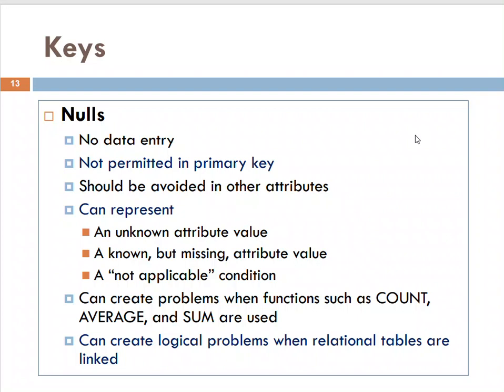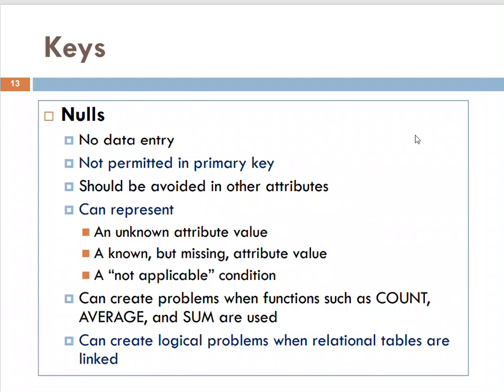So a known but missing attribute value, ataupun contoh email pelajar tu belum bagi lagi data tentang email dia, so the data is missing, so also can be represented by null. Okay, a not applicable condition, okay, also can use null. Okay, null can create problems when functions such as count, average and sum are used.